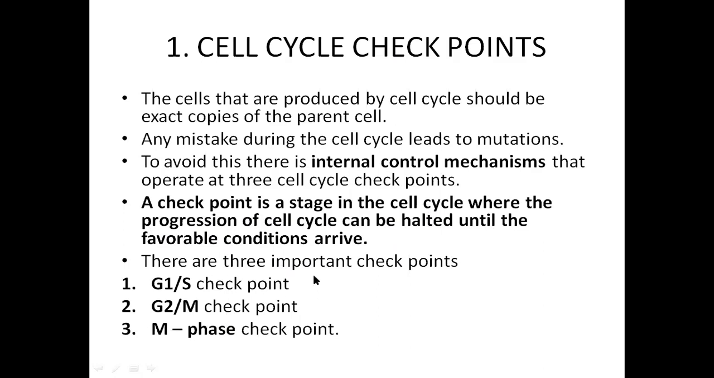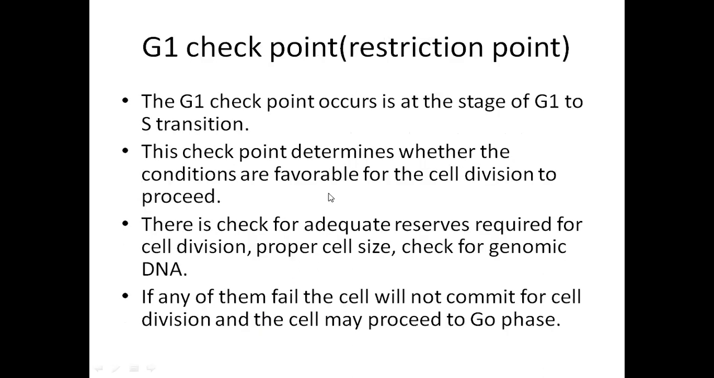Now, as we have seen in the previous picture, there are three important checkpoints. One at the G1/S transition, that's the G1 checkpoint. Another one at the G2 to M phase transition, that is the G2 checkpoint. And during the M phase, there's a checkpoint, which is also known as the spindle assembly checkpoint or the M phase checkpoint. Now let us see the G1 checkpoint.